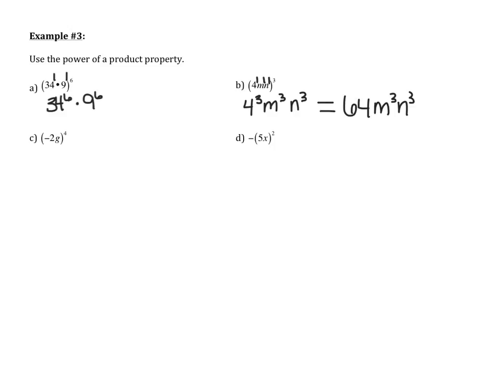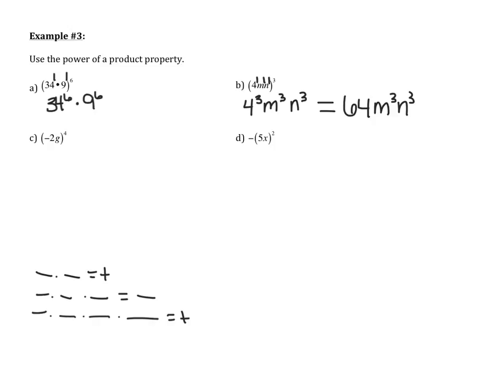Part C brings up a good point that we'll see a lot in this chapter. We have negative 2g raised to the 4th power. So we have to not just take the 2 and the g raised to the 4th power, but we also have to worry about what happens to a negative when you raise it to a power. So just doing a little side work here, if I take a negative times a negative, I get a positive. If I take a negative times a negative times a negative, I get a negative. If I take 4 negatives in a row, I get a positive. And then if I did 5 of them, I would get another negative.